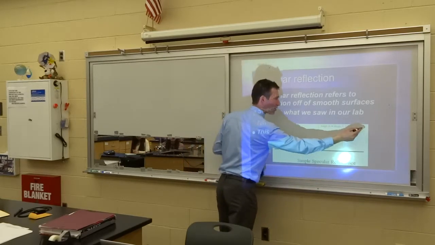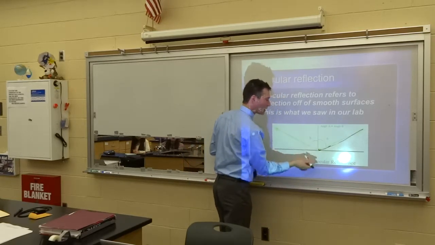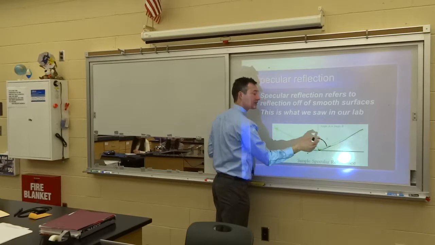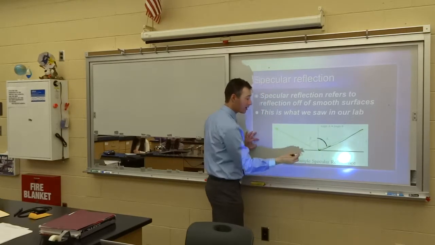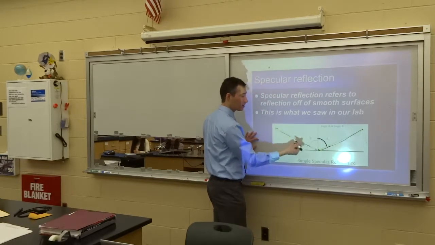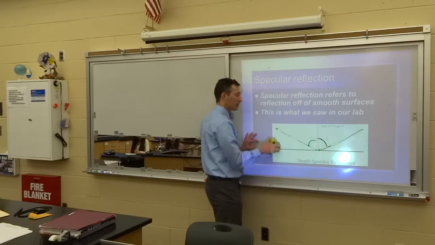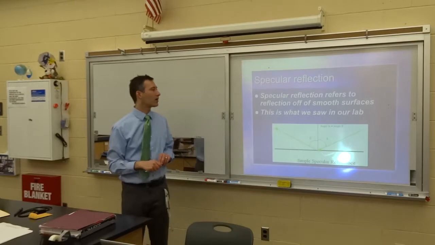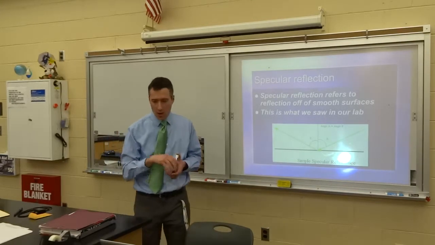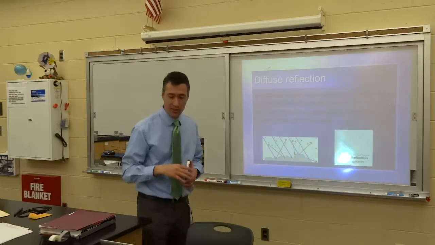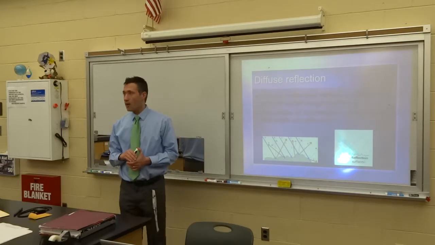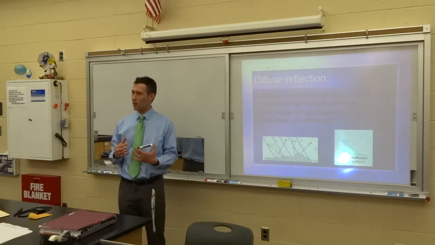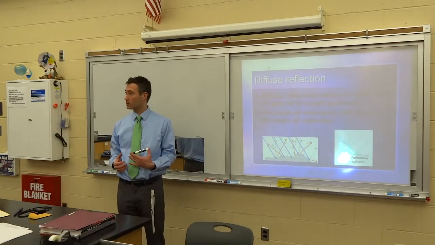We have our incident light coming in here. We have our angle of incidence labeled A in this diagram. We have our reflected ray, we have our angle of reflection labeled B. Specular reflection is what we've already been dealing with throughout today. The other type, called diffuse reflection, is what we get when we reflect light off of rough surfaces.